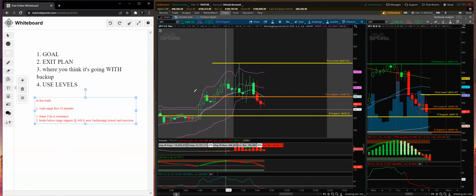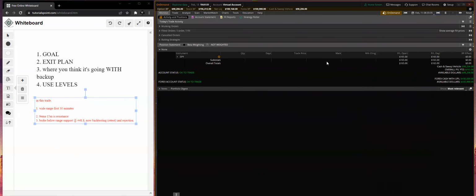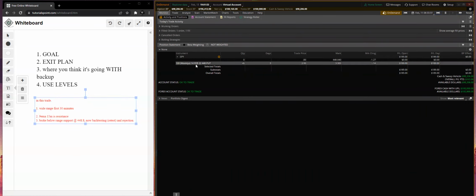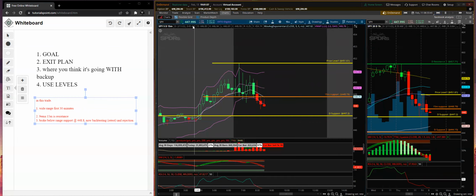So right here, always have a plan when you trade. So what am I looking for right here? I am looking for 447.20. If we do hit that, I am going to scale out of my position. I am still currently holding it, and currently we are in SPY of February 14th, 448 put, which is currently in the money, I believe so.